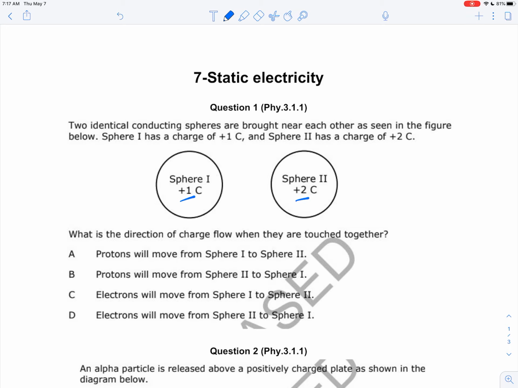We can eliminate A and B because protons never move. They are stuck in the nucleus. So your answers are going to be out of C and D, and you're going to choose the answer that corresponds with more electrons flowing to an area where there are less electrons. But both of them have a deficiency.